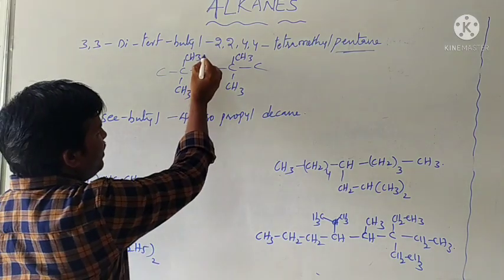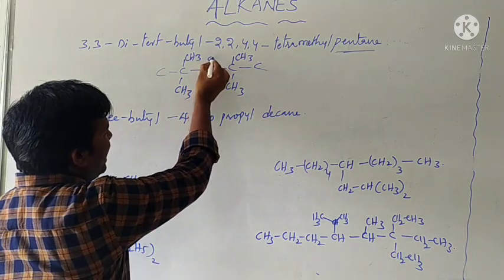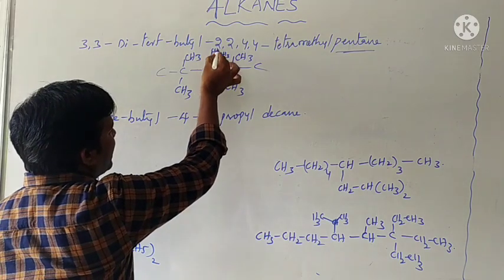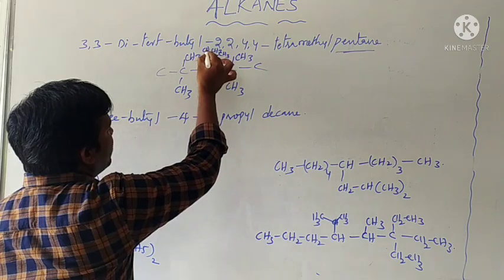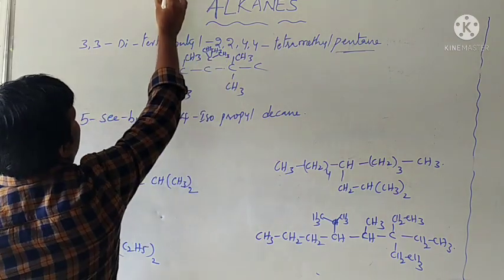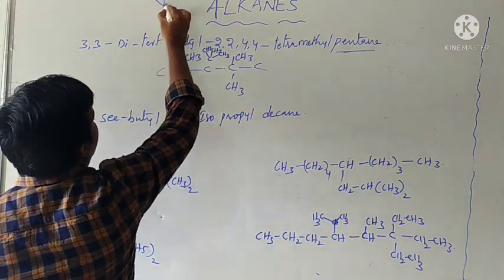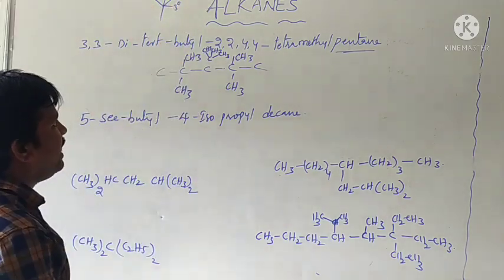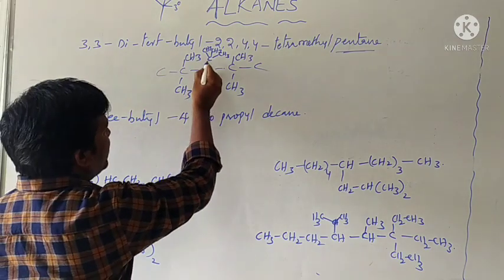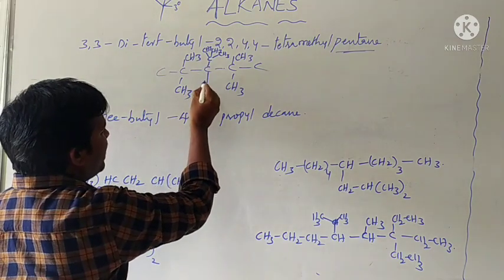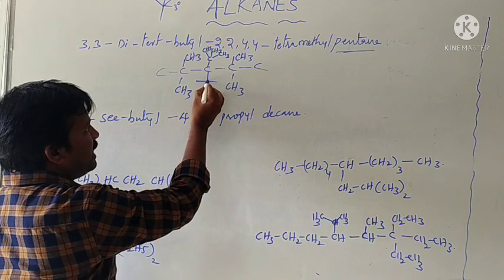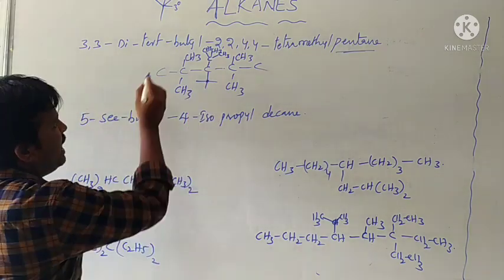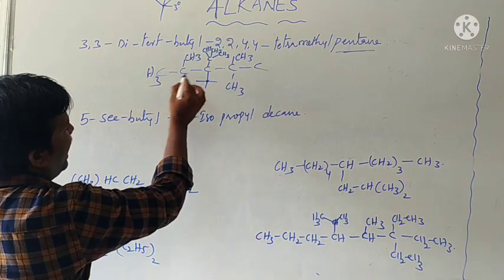Ditertiary butyl. Tertiary butyl means one carbon attached with three other carbons. Simply, that is written like this. This is the tertiary carbon. That is simply written like this. Here, one carbon is attached with 1, 2, 3 other carbons. Okay, the remaining carbon valences are filled with hydrogens.